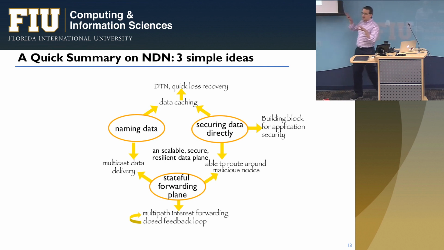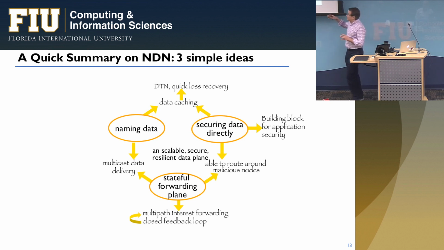So the first two blocks, naming data and securing data, directly enable data immutability, which in turn enables you to cache that piece of data anywhere and retrieve it from anywhere in the world, and that would be sufficient to get that information. You can do DTN-like communication, and you can quickly recover from losses.